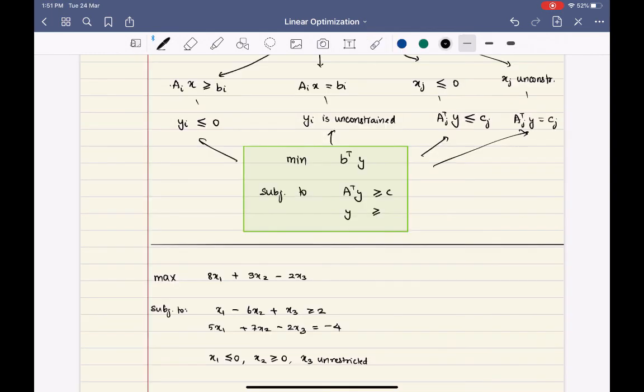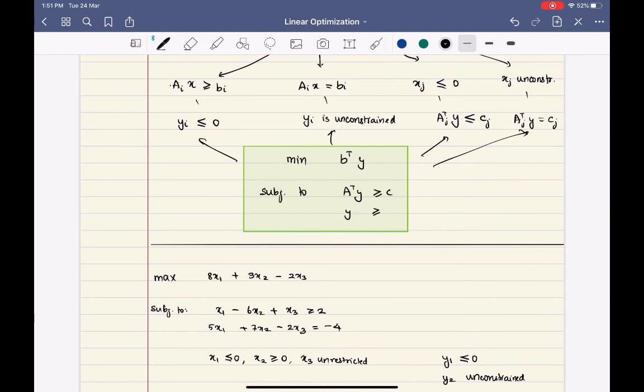So consider this example. So it's a maximization problem. So there are 2 constraints. So there will be y1 and y2. So first of all, note that this thing is bigger than or equal to and this thing is equality. Now if this thing is bigger than or equal to, the corresponding yi has to be less than or equal to 0. So we will have y1 less than or equal to 0. And this thing is an equality. So y2 will be unconstrained. So y2 unrestricted, unconstrained, we can use interchangeably.